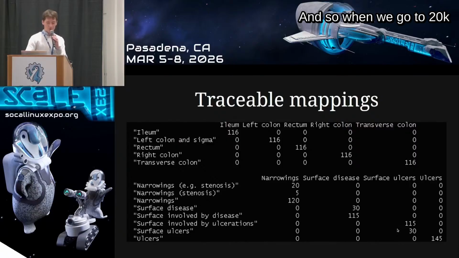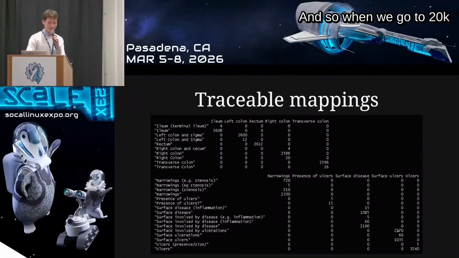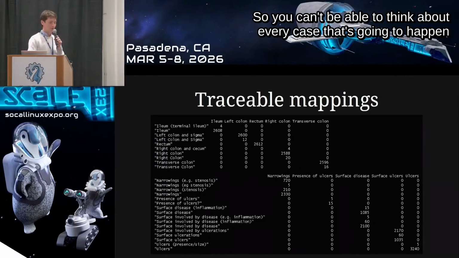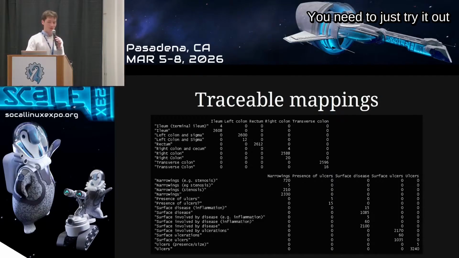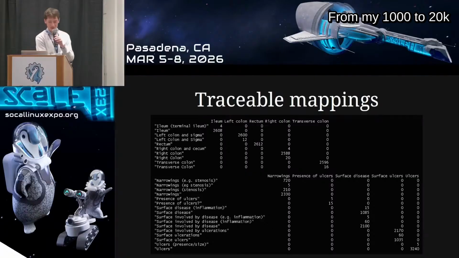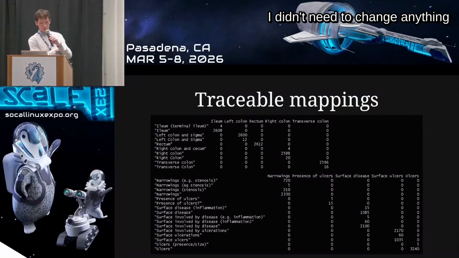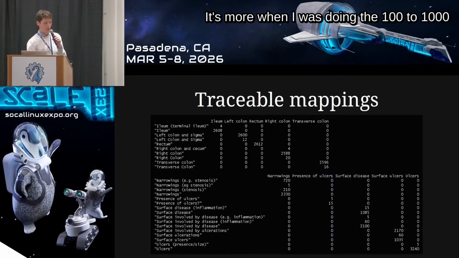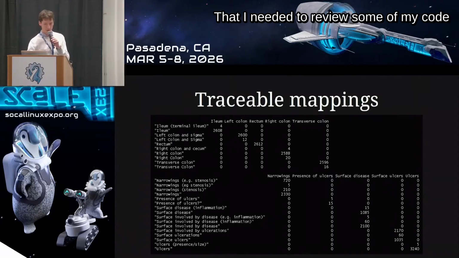And so when we go to 20K, this is what it looks like. You can't think about every case that's going to happen. You need to just try it out. But I was lucky. From my 1,000 to 20,000, I didn't need to change anything. It's more when I was going from 100 to 1,000 that I needed to review some of my code.